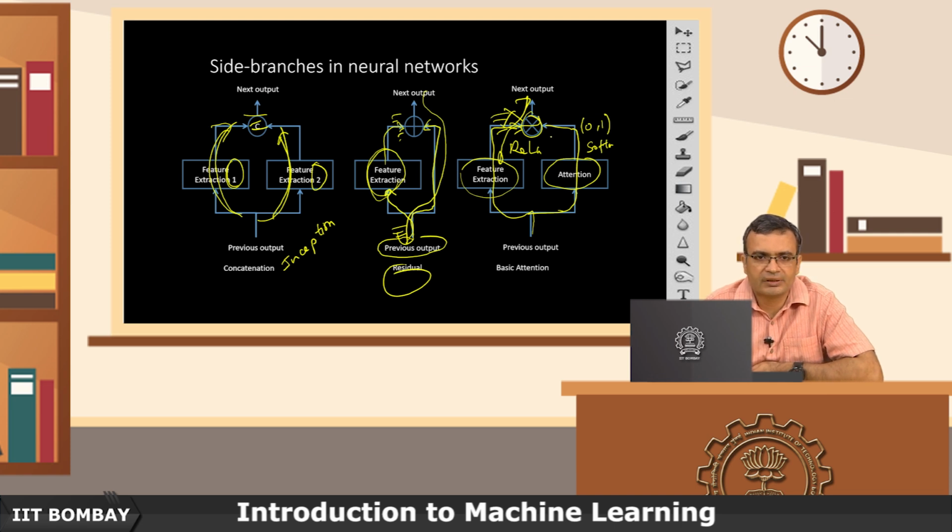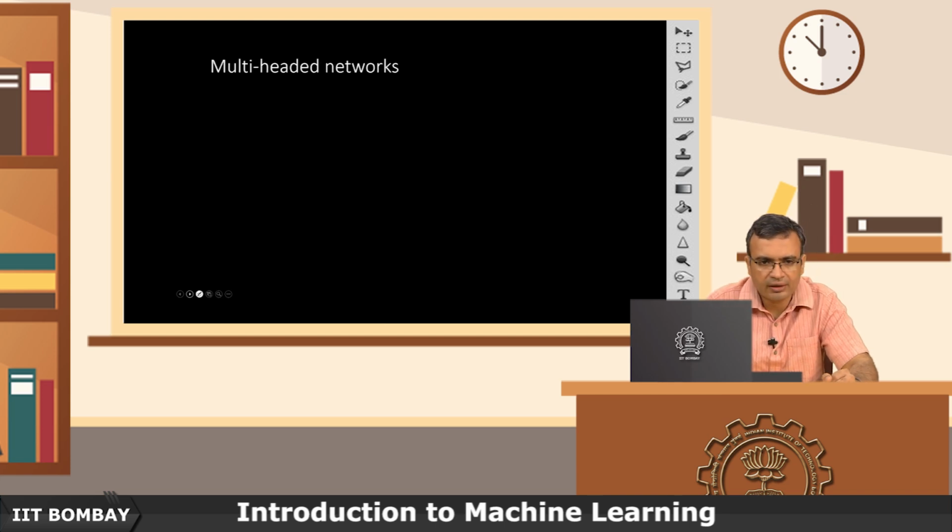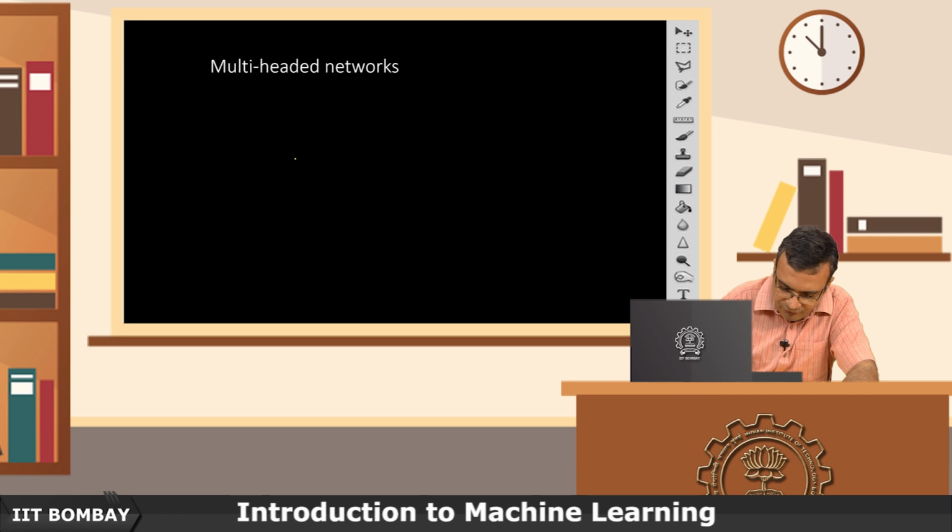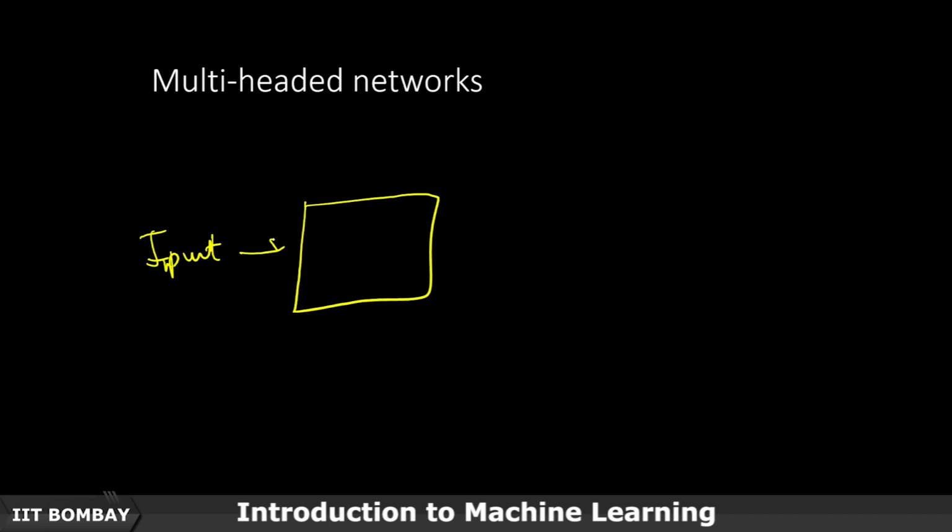So the layers need not be only in a sequence, some layers can be next to each other parallelly. Another concept is something called multi-headed neural network. The idea here is that you may have one input to a neural network layers, but then you can give the output to two different other neural networks.